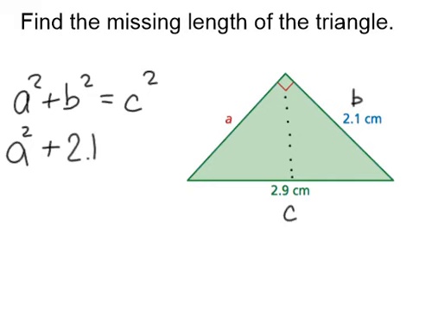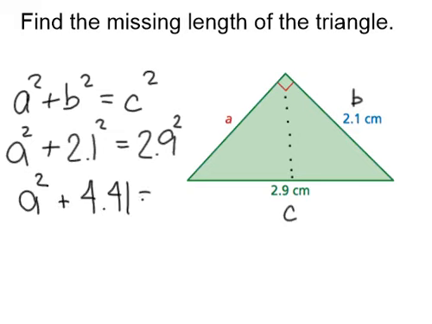So 2 and 1/10 squared equals 2 and 9/10 squared. You can do 21 times 21 and then just adjust your decimal point. Same thing, 29 times 29, especially if you have your chart already set up. So 2.1 squared is 4.41. 2.9 squared is 8.41. And then just like the last example, subtract 4.41 from both sides.